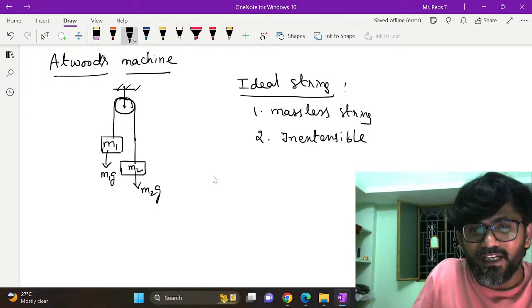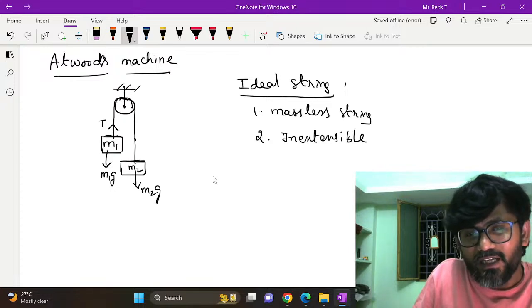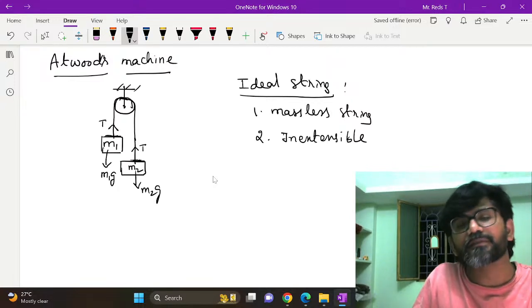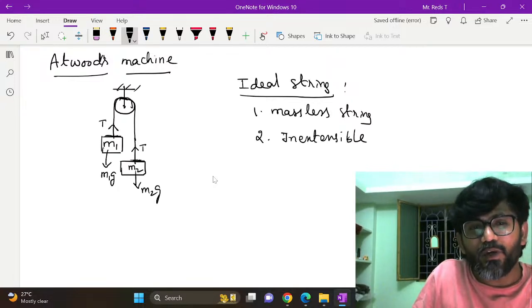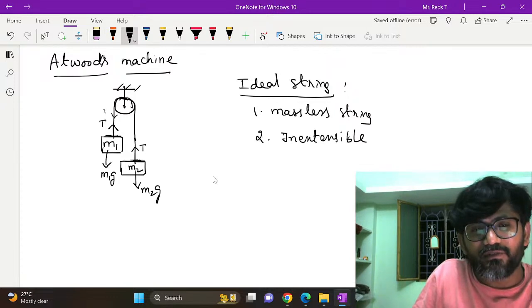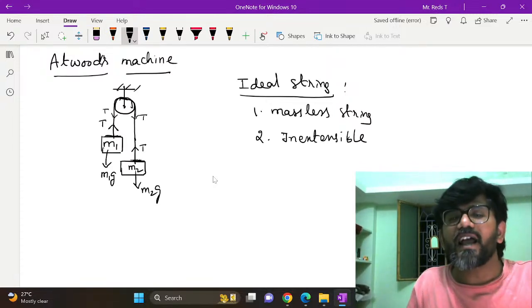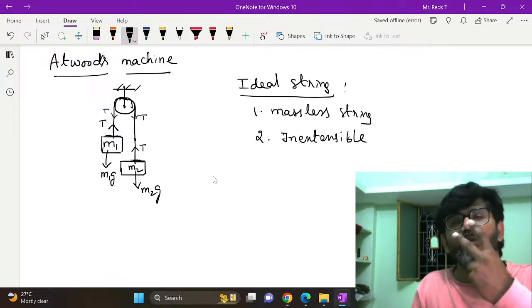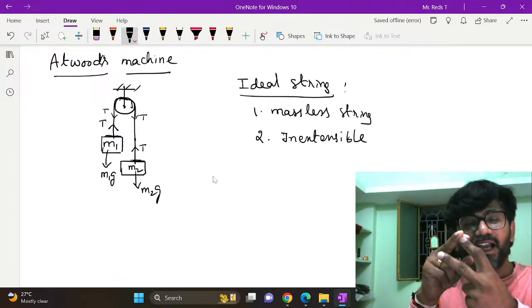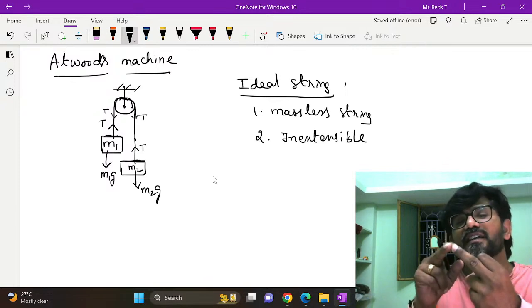So the tension at the M1 side, a tension T acts away from the point of contact, and near M2 also the tension T acts away from the point of contact. Whenever we deal with this kind of questions, you will be asked to find two parameters: one is the acceleration of the system, another is the tension developed in the system.